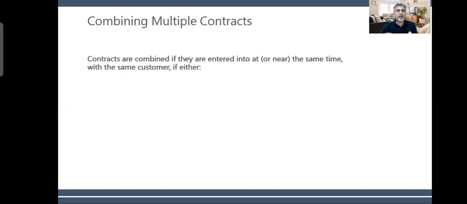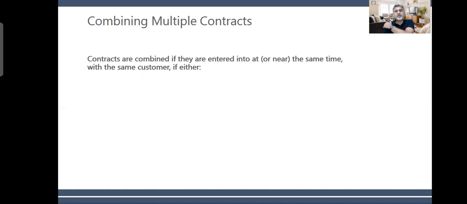Then you also have one more thing within that, combining multiple contracts, which means that you might have different contracts that you can put together and make one contract. So we call it combining multiple. With existing contracts we make adjustments, and sometimes you put existing contracts together and consider them as one contract.